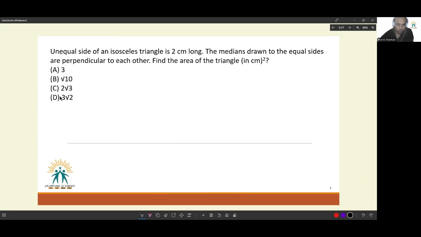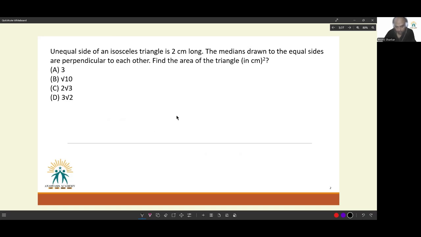Moving on. The unequal side of an isosceles triangle is 2 centimeters long. The medians drawn to the equal sides are perpendicular to each other. Find the area of the triangle in centimeters square.